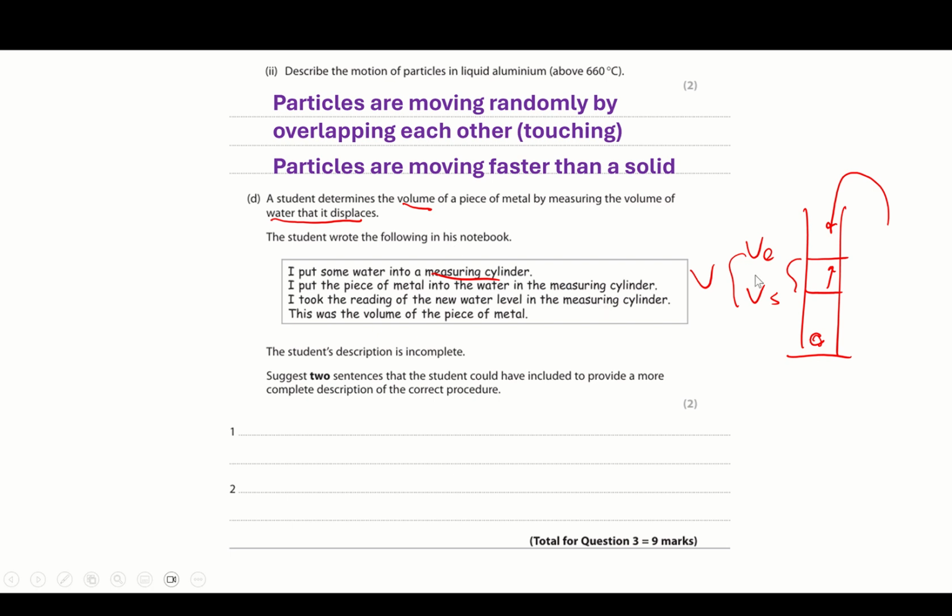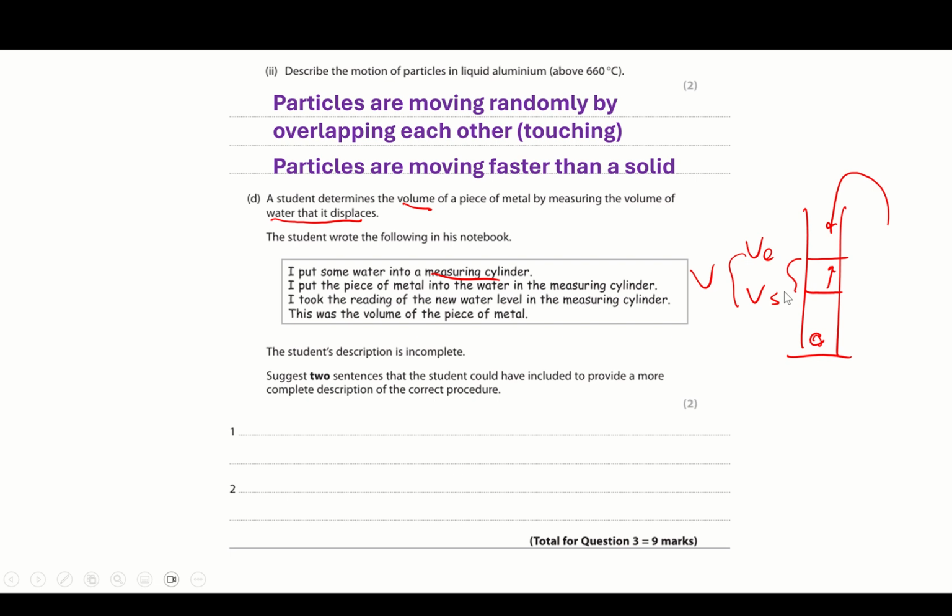So I put some water in the measuring cylinder. Yeah, I'm okay with that. Or half fill a measuring cylinder. I put the piece of metal into the water in the measuring cylinder. So I would have added something like, I'm going to fully submerge it. I took the reading of the new water level. Okay, so what they haven't done is they haven't measured the initial volume, the starting volume. This was the volume of the piece of metal. No, we've got to subtract the two.